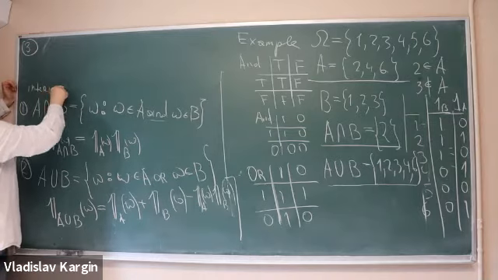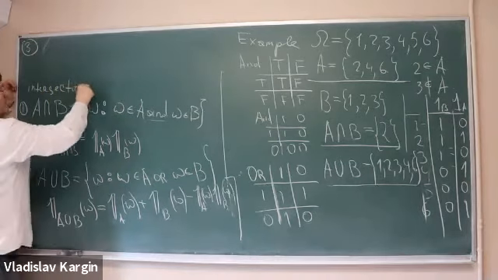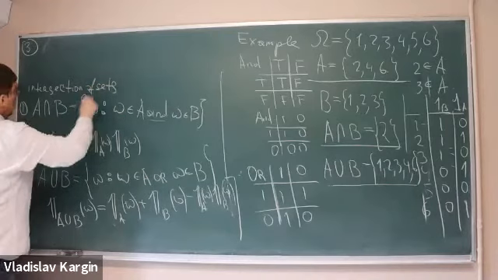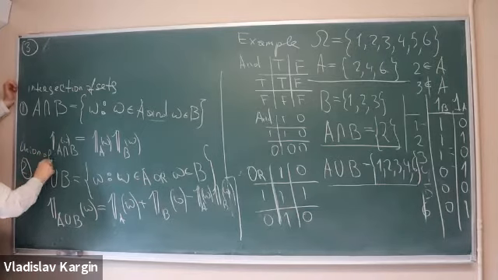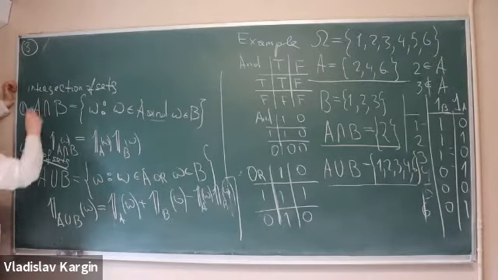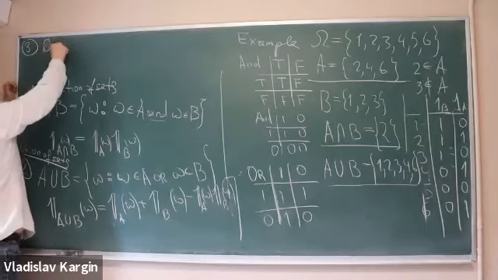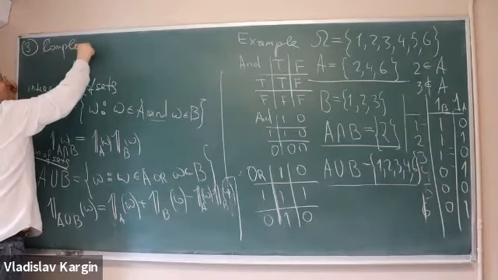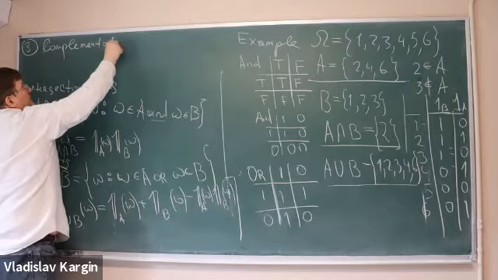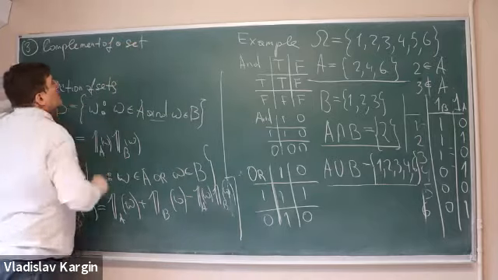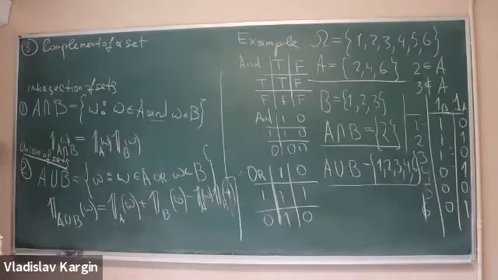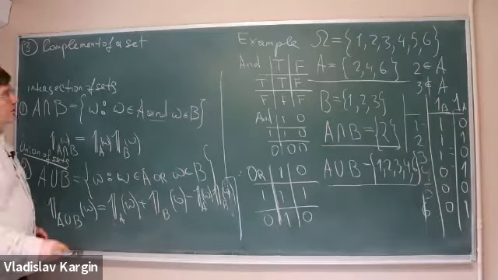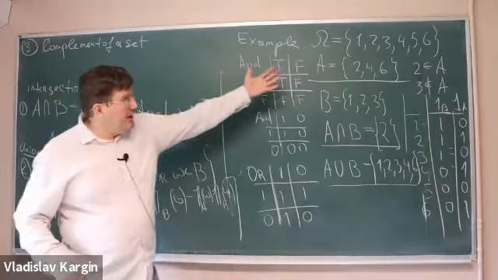So this was intersection of sets. This was union of sets. And this is a complement of a set. And then now, so we have one set, say A, and we want its complement.